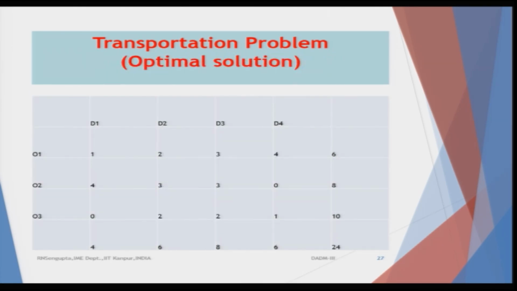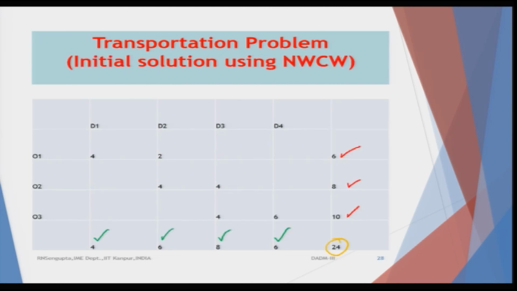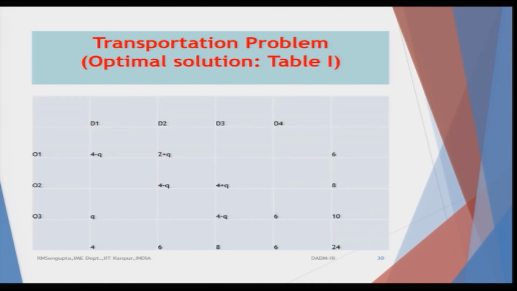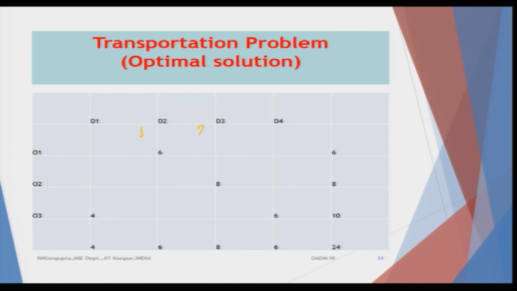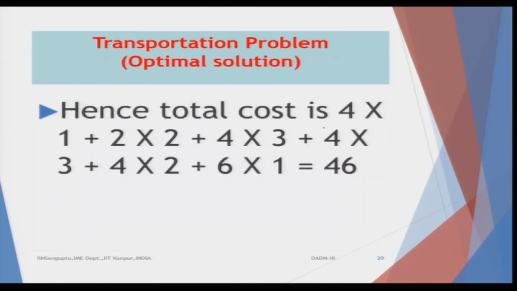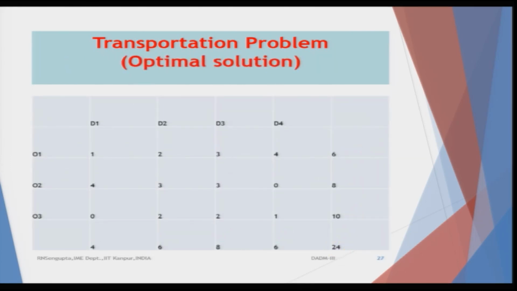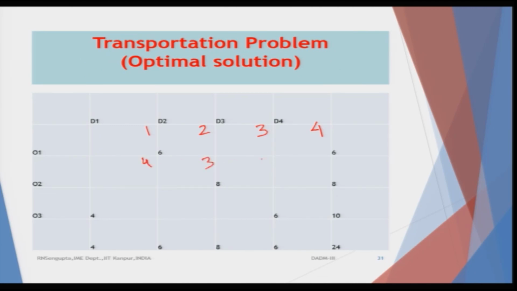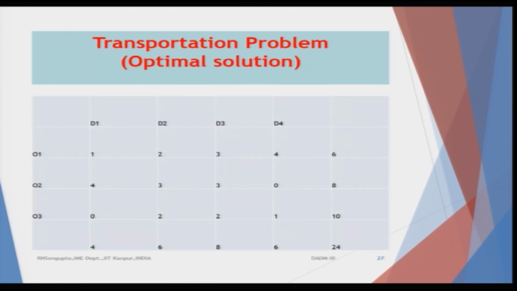1, 2, 3, 4, 4, 3, 3, 0. I should use a different color so it is easier. 1, 2, 3, 4, these are the unit costs. 4, 3, 3, 0, and the last row values are 0, 2, 1.